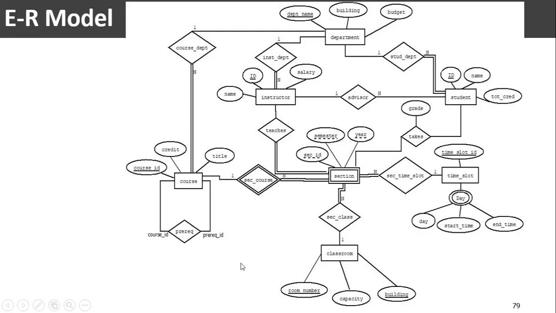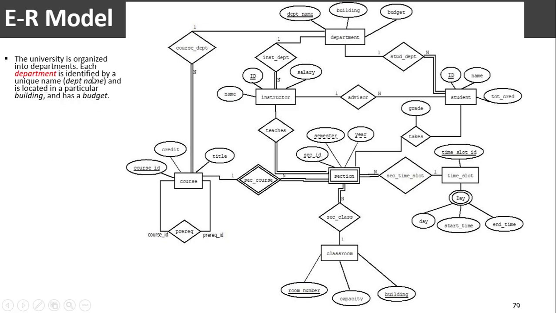So now after identifying the entity sets and the relationship sets, we are going to draw the ER model, right? So here is the ER model. I am going to explain this ER model to you, how I have drawn this ER model. Okay.